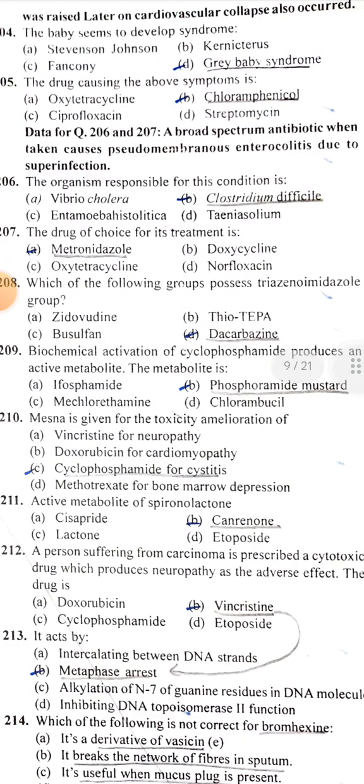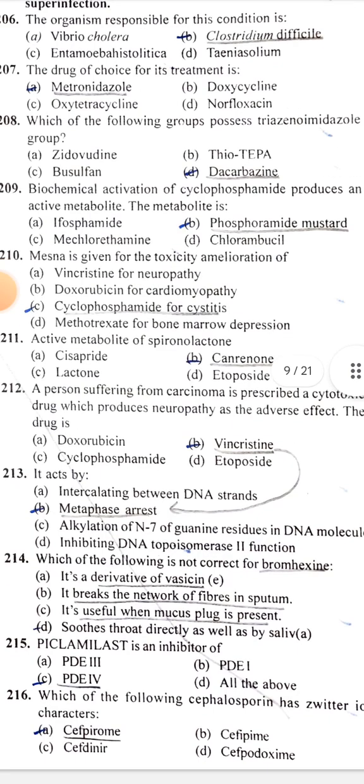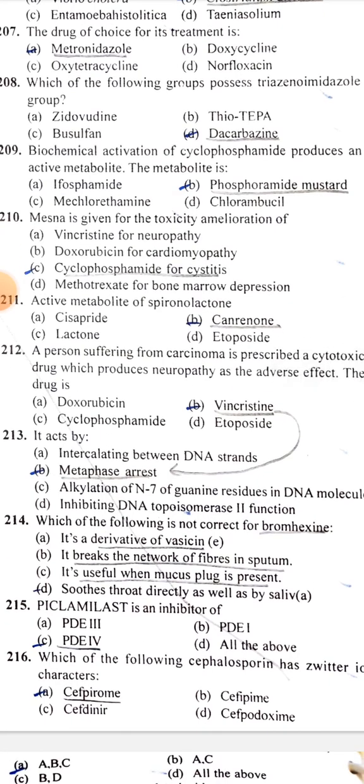Which one of the following groups possesses the triazenoimidazole group? Dacarbazine. Biochemical activation of cyclophosphamide produces an active metabolite. This metabolite is phosphoramide mustard. Mesna is given for the toxicity amelioration of cyclophosphamide for cystitis. Active metabolite of spironolactone is canrenone.